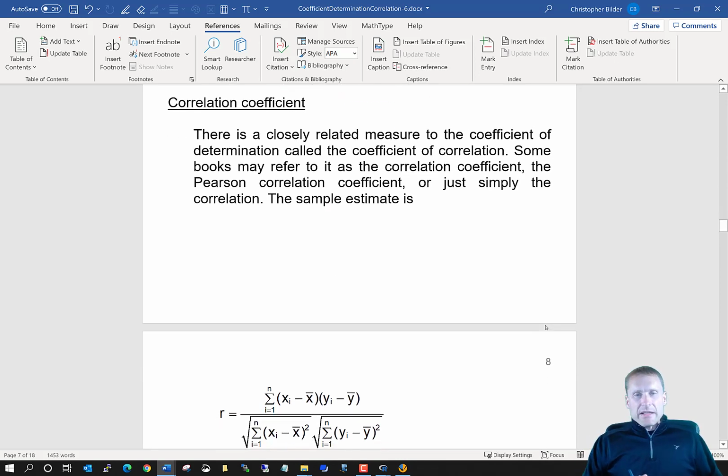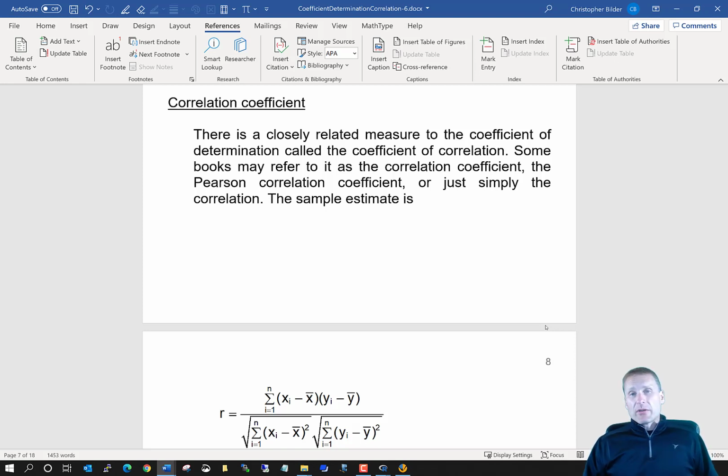Now there's another numerical summary measure that's closely related to it. And this is called the correlation coefficient. Some people will call it the coefficient of correlation, the Pearson correlation coefficient, or it's just simply correlation. This value is very closely related to the coefficient of determination, capital R squared.